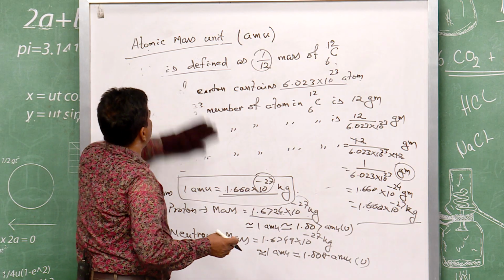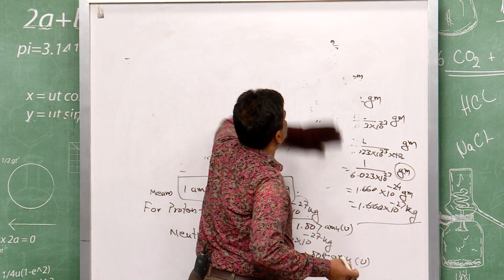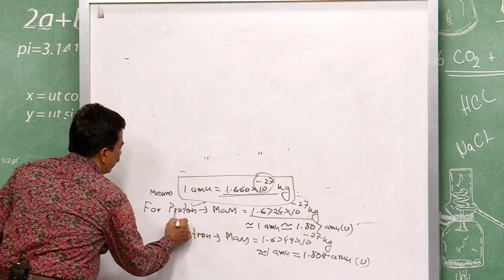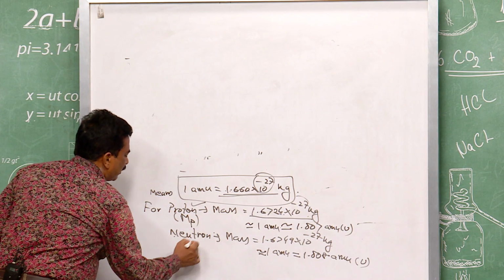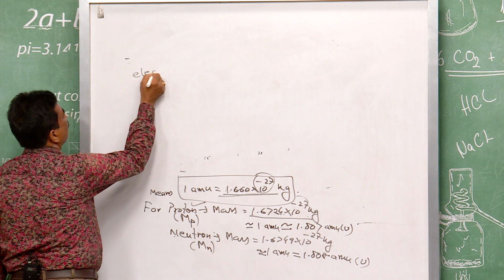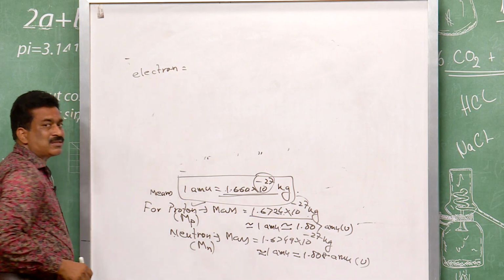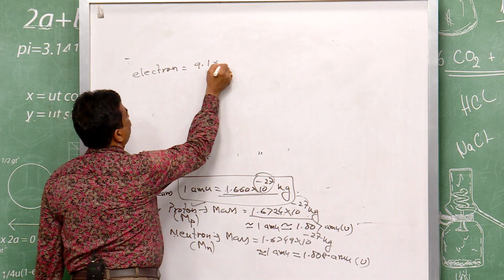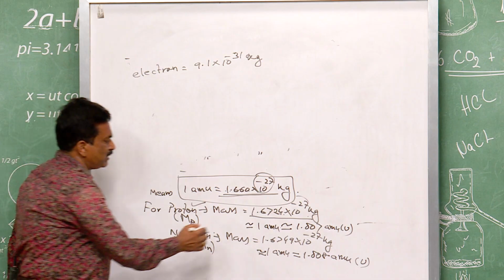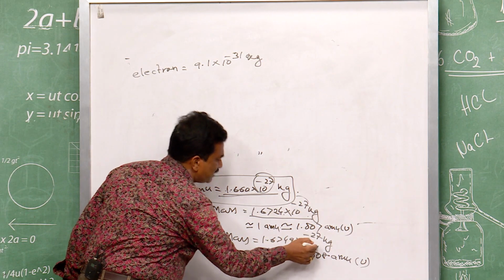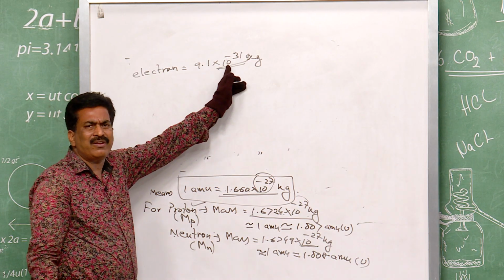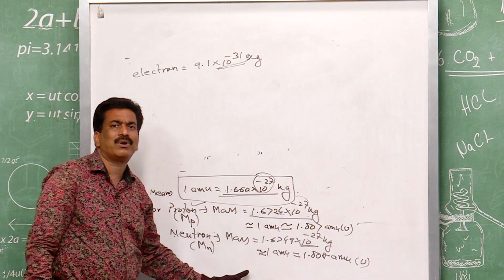So the constituent particles of the nucleus are: one is the proton, whose mass you can write as mp; this is the neutron, whose mass you can symbolize as mn; and another constituent is the electron. What is the mass of the electron? That is equal to 9.1 into 10 to the power of minus 31 kg. You see, this is 10 to the power of minus 27 kg, and this is 10 to the power of minus 31 kg. Means this mass is very, very negligible in comparison to the proton and the neutron.